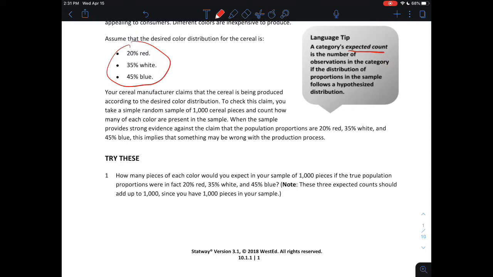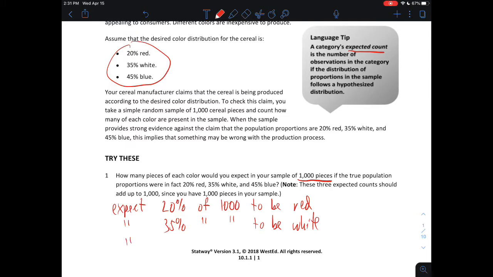So if we have a sample of 1,000 pieces, we would expect 20% of 1,000 to be red. We would also expect 35% of 1,000 to be white, and then we would also expect 45% of 1,000 to be blue.